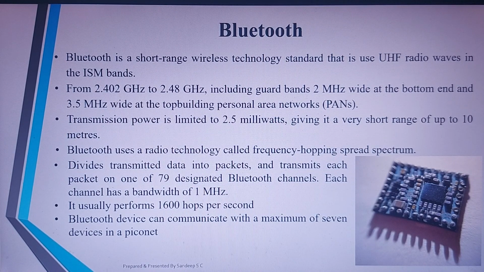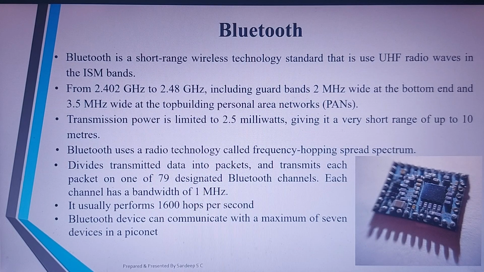So it's about 2 megahertz wide at the lower end, and a 3.5 megahertz guard band at the higher end. So they are called guard bands in the personal area network. The transmission power is limited to 2.5 milliwatts, giving it a very short range of about 10 meters. The maximum distance of transmission cannot be more than that, because the transmission power is limited to 2.5 milliwatts. That's the maximum transmission signal power.